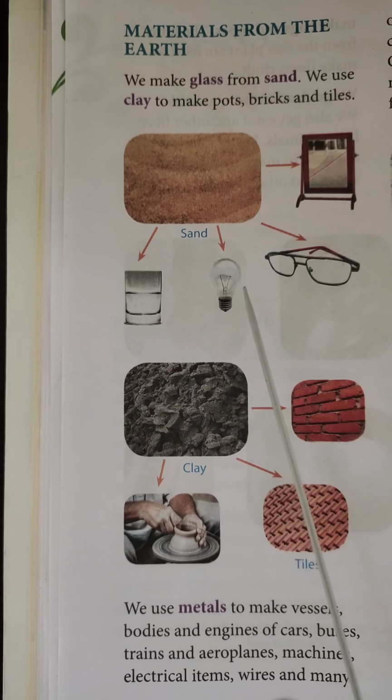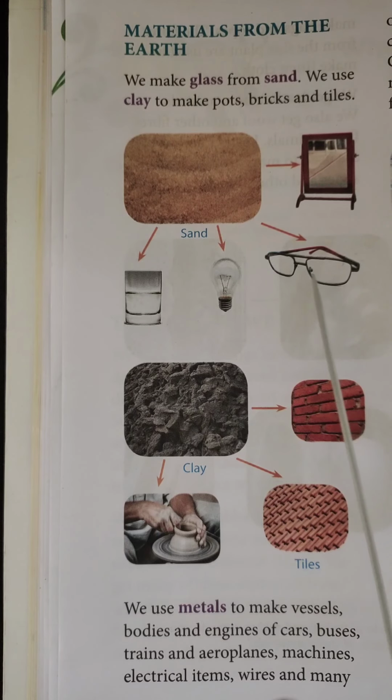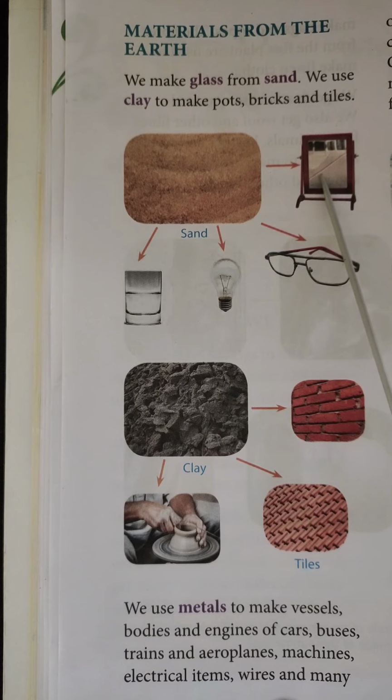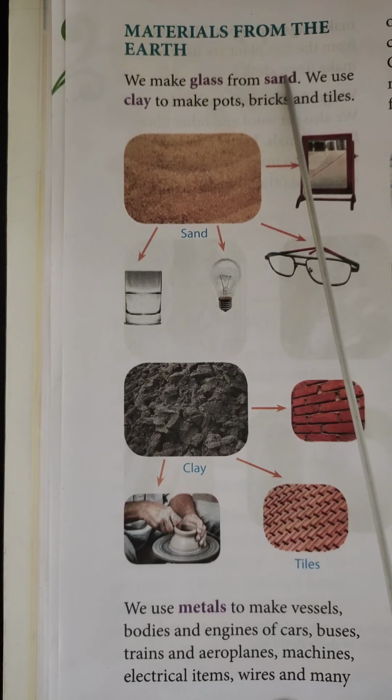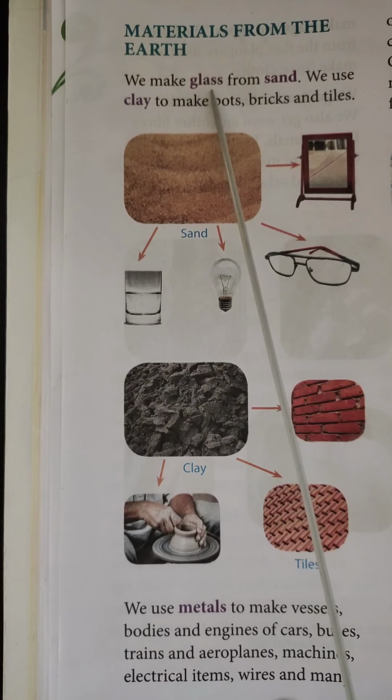Again here also, glass is used to make a bulb. Even the glass of the specs, then even the glass of the mirror, it is made by using sand. Sand is one of the raw materials used to make glass.